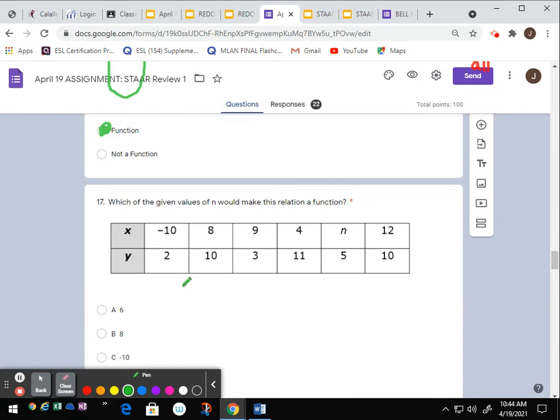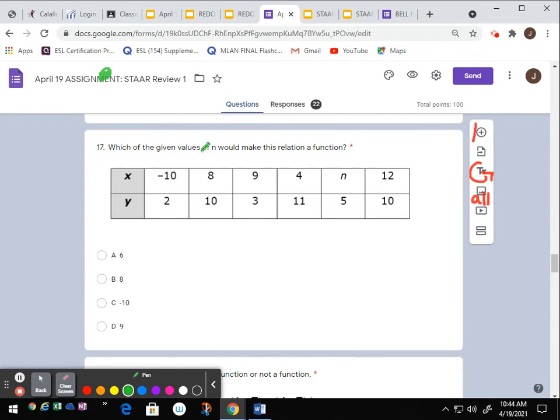Let's look at 17. 17, which of the given values of n would make this relation a function? So we're looking at something where it's going to make a function. Every x value only has one y value, okay? So let's see. If we put 6 right here, we see that we have negative 10, 8, 9, 4, 6, and 12. Every single x value has their own y. We don't have any repeating x values, so 6 might be an answer.